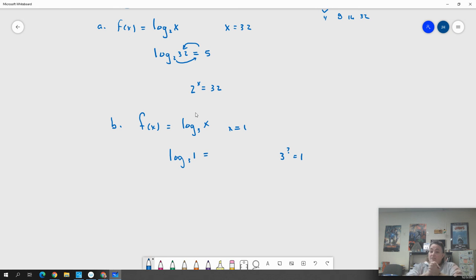Anything you raise to the power of 0 equals 1. So 3 to the... wait, so it's 0. Right?